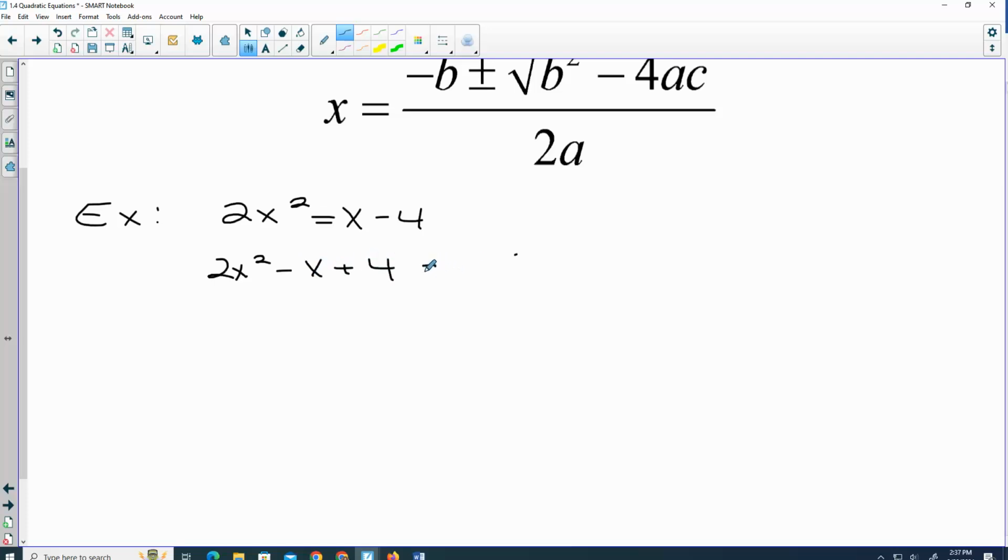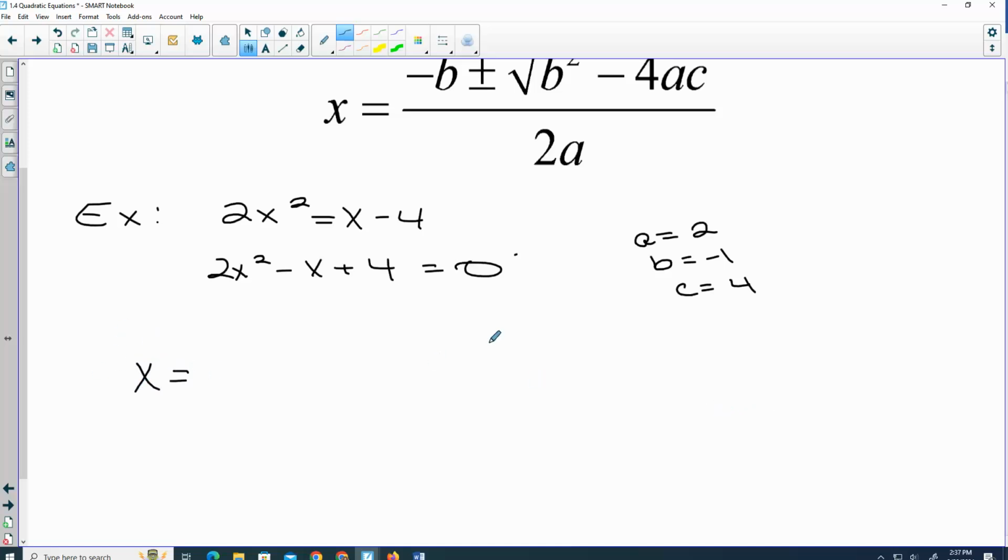So 2x squared minus x plus 4. So remember, a is the coefficient of x squared. So that will be a 2. B is the coefficient of x, so that's a -1. C is the constant, so that is a 4.